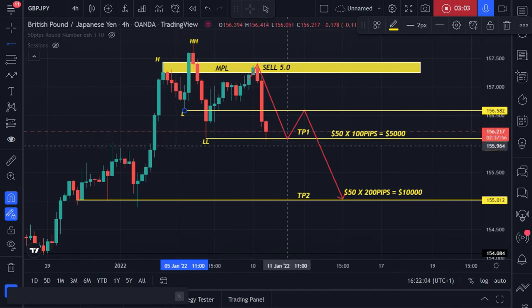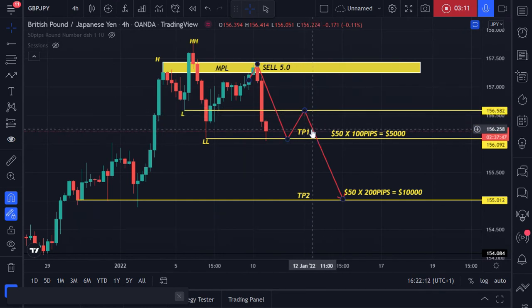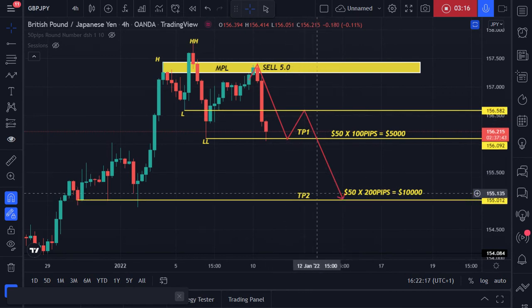Once price retraces back to the low of the Quasimodo, or the QM pattern, and rejects around this area, I will be looking out for an entry to sell price down to our second take profit. So this is what I'm looking out for on GBP JPY.